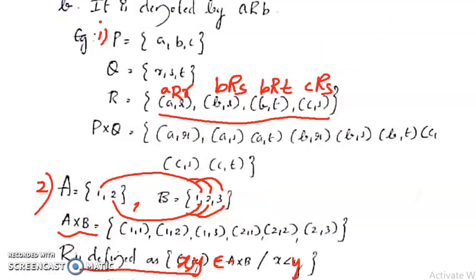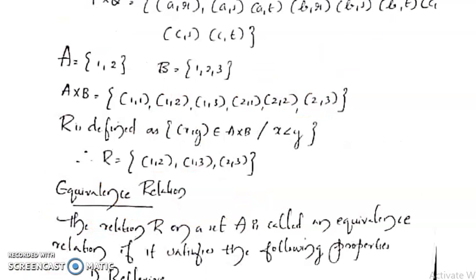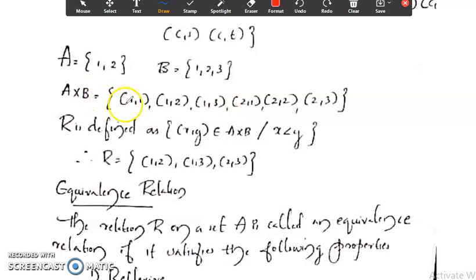So how to find this? After writing A cross B, R is defined as the set of all (x, y) elements of A cross B such that x is less than y. So this is x and this is y, right? (x, y).